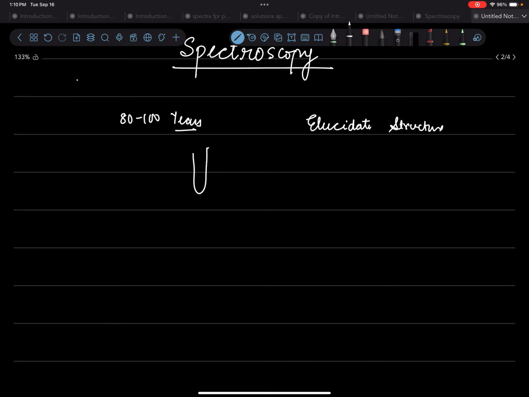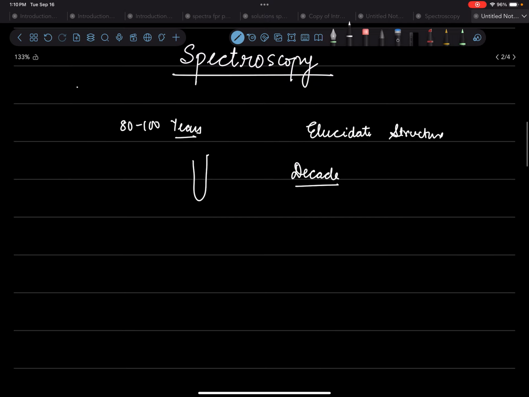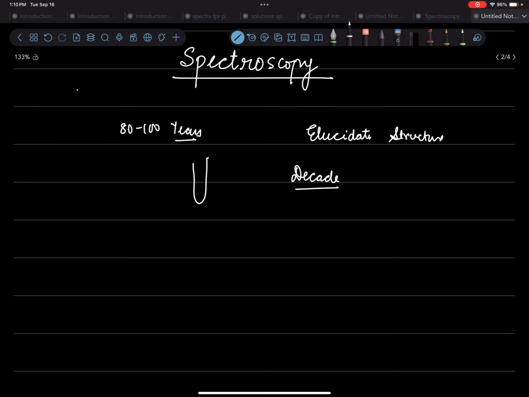So this takes years, even decades, to elucidate the structure of one organic compound. It's very laborious and time consuming. But now we have this tool which is called spectroscopy. With the use of this tool, I can elucidate the structure of a compound in days, in less than a week.